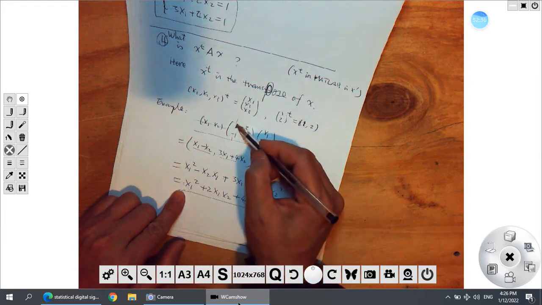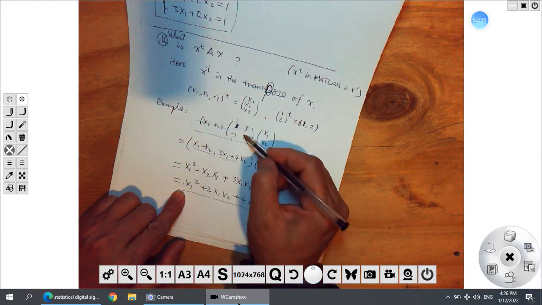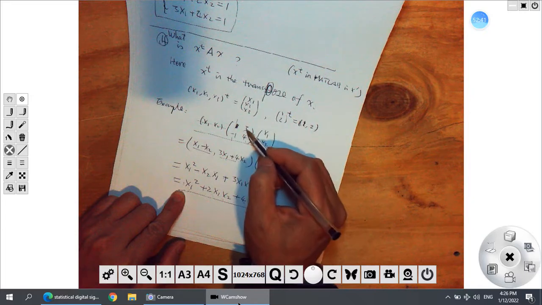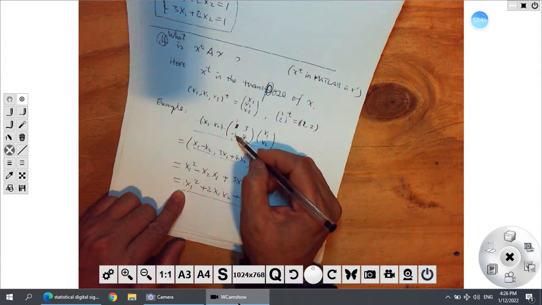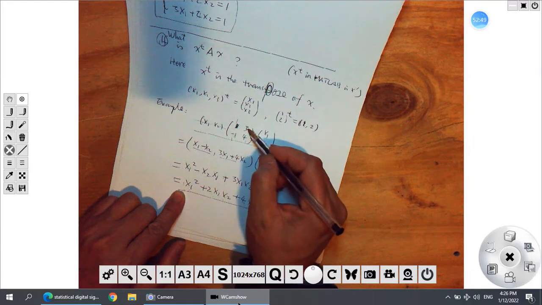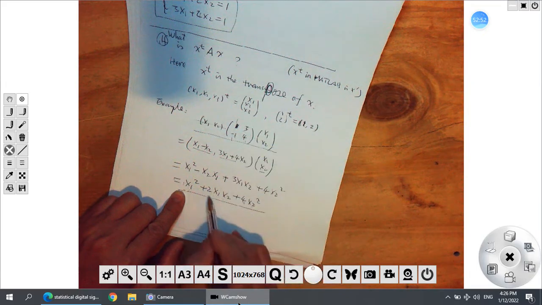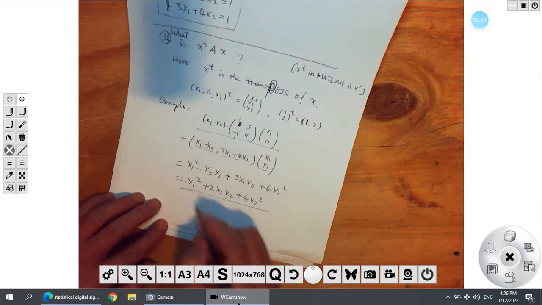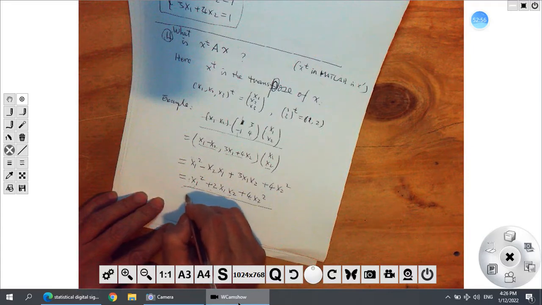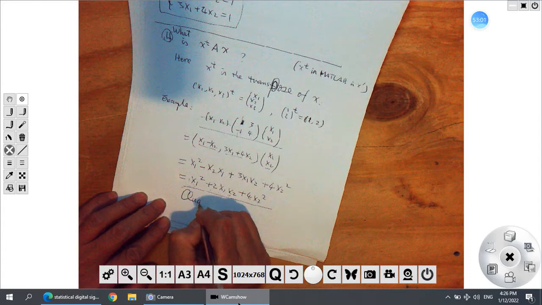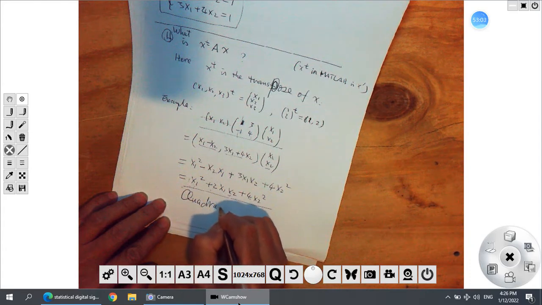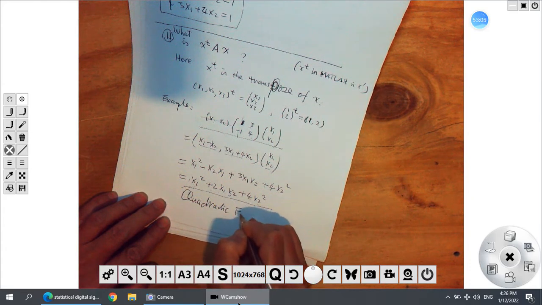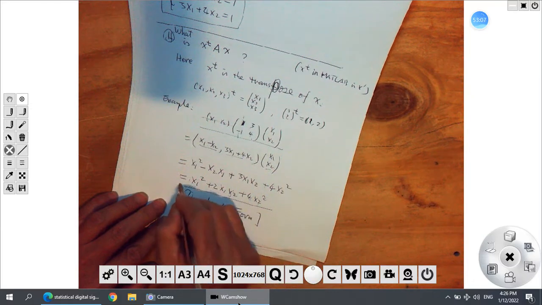This one times the square of x1. This one is the square of x2. And this is x1 times x2. This is also x1 times x2. And combine this together, you get positive 2, right? Negative 1 plus 3, you get 2. You get this one. Okay, this kind of thing we call a quadratic form. So this is a quadratic form.